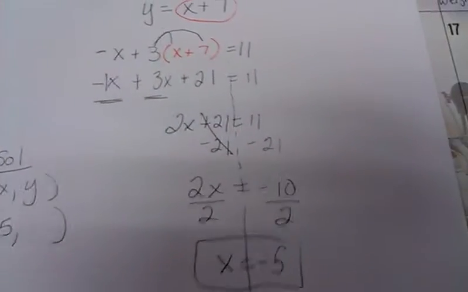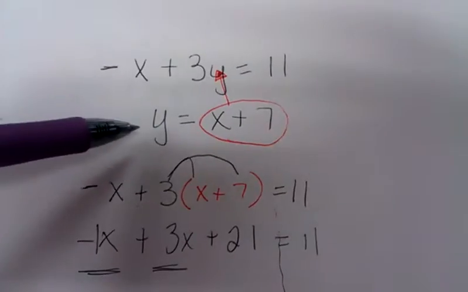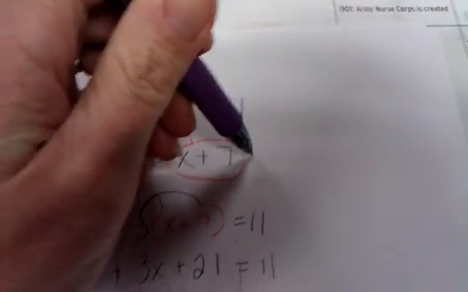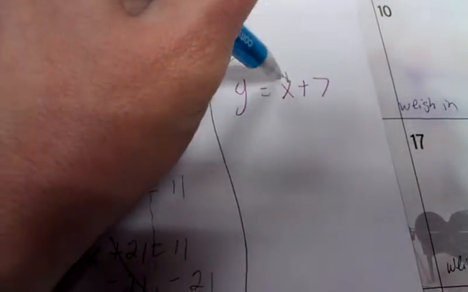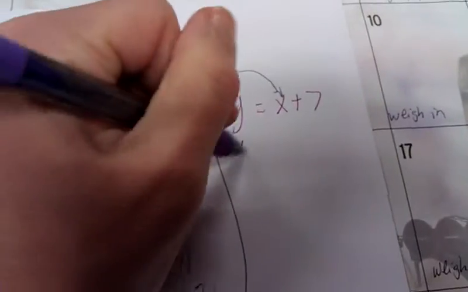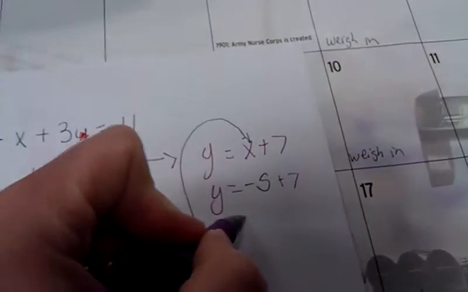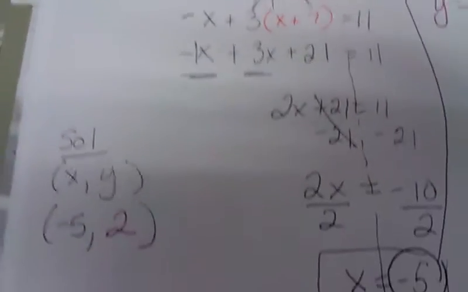So I go back up to my original equations, and I take the equation that is written in y equals. So I will bring it over here, and I have y equals x plus 7. I know that x equals negative 5, so I will take this and bring it up here into my equation, and I have y equals negative 5 plus 7. Y equals 2. My solution is negative 5, 2.